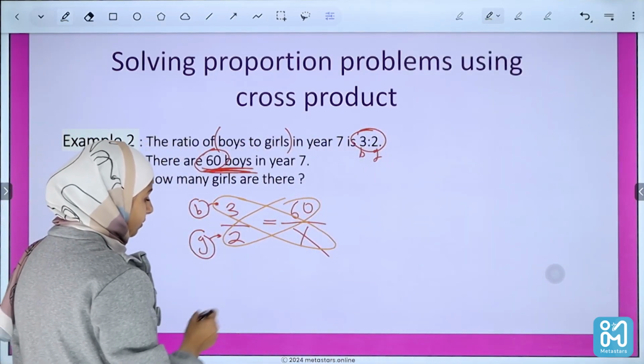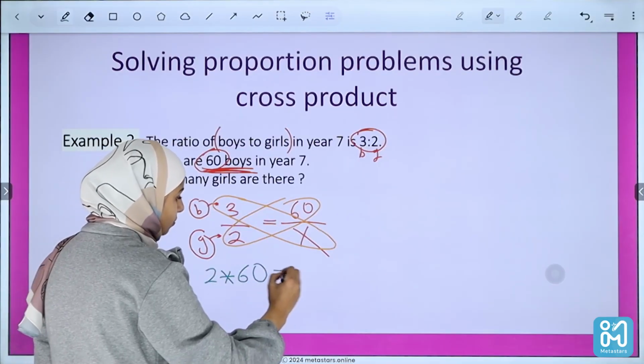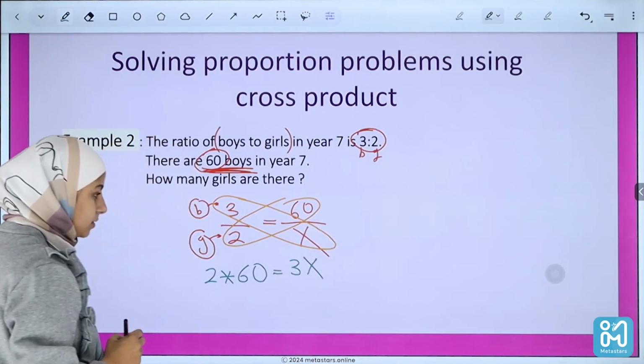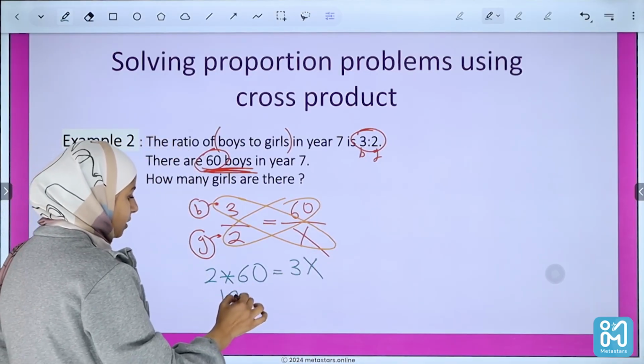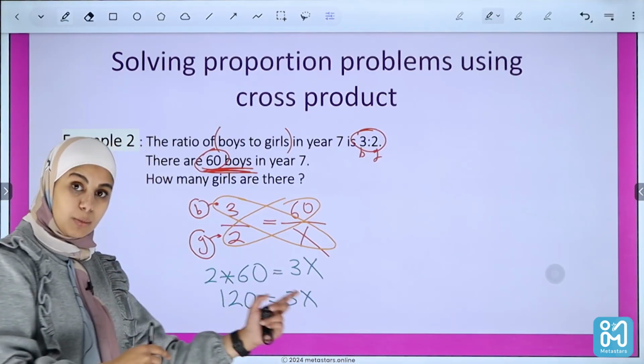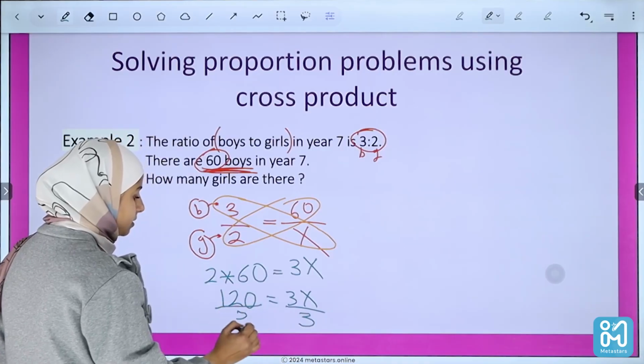2 times 60. I'll show you the details of the calculation. Equals 3 times x. It can be written as 3x. So I'll do it. 120 equals 3x. How do I get rid of the 3? What's the opposite of multiplication? Division. I divide by 3 on both sides.